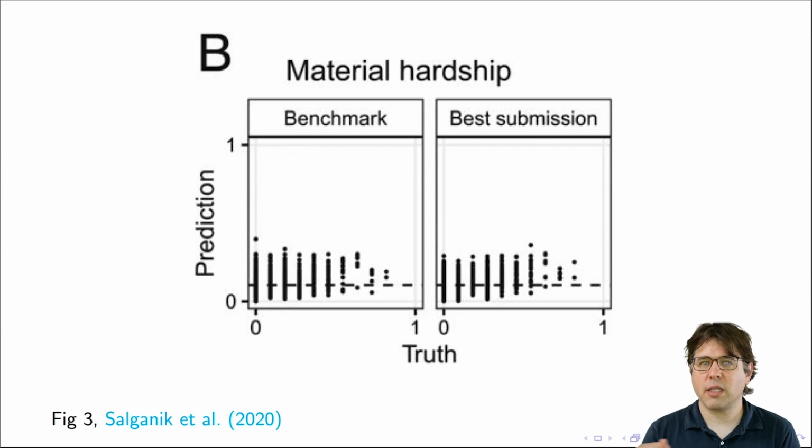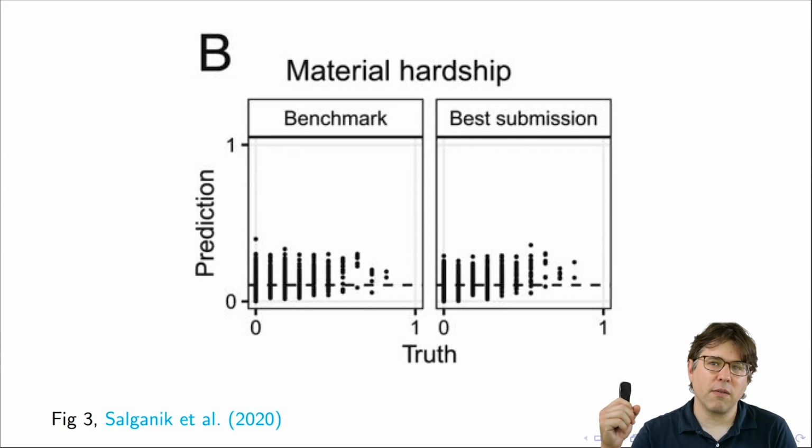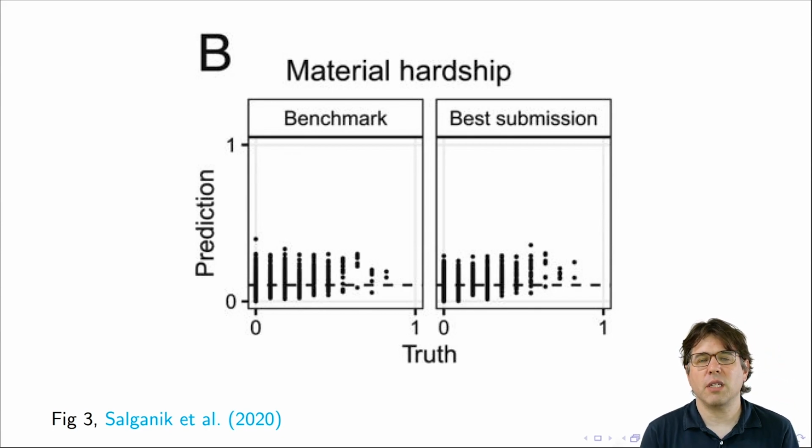The dashed horizontal line here is the mean of the training data. So if your intuition is that the best submission is going to be something like the truth with some error, that's not really what's happening. What's happening here is that the best submission is really just predicting the mean of the training data with a little bit of signal. For the cases where the true material hardship is high, it's generally above the mean of the training data. For cases where it's low, it's generally below, but it's not qualitatively different than predicting the mean of the training data.